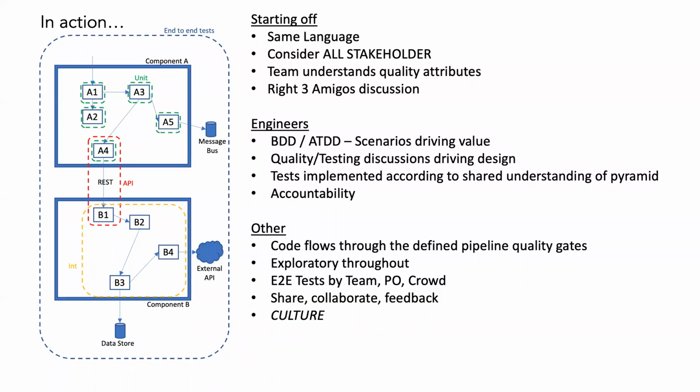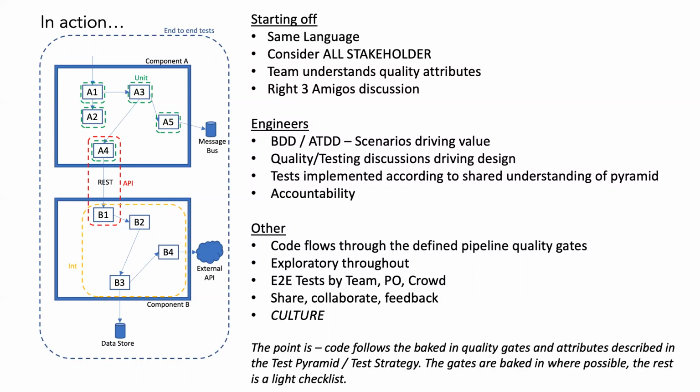And have we designed it in the right way? They talk to the level of, do we have the right tests to help us critically identify the metrics that we need? So hopefully that helps bring it into perspective. The point, as I mentioned at the bottom there, is code follows the baked-in quality gates and attributes described in the test pyramid, which is essentially your test strategy.